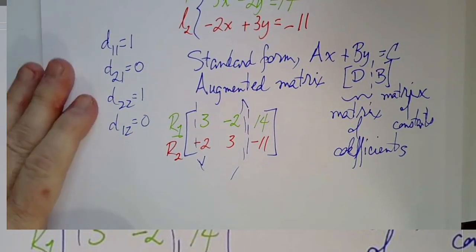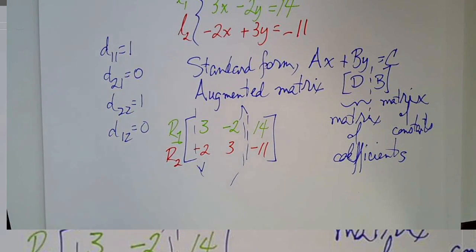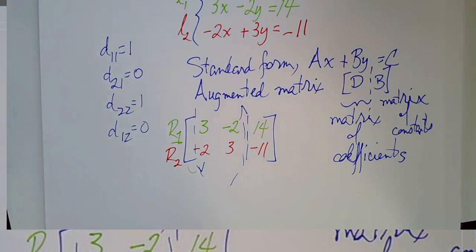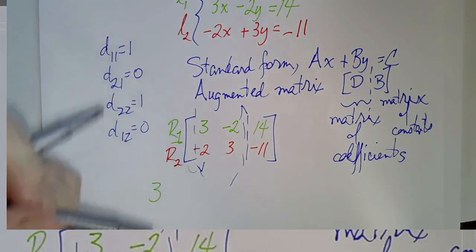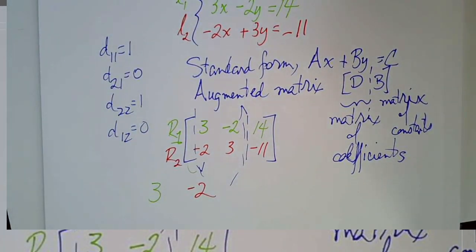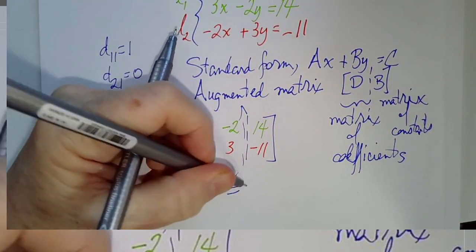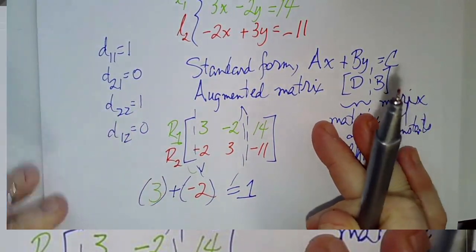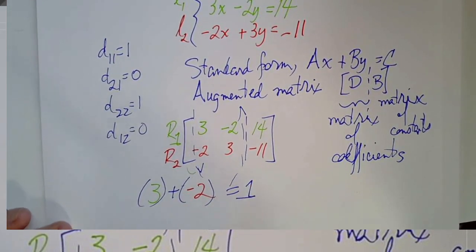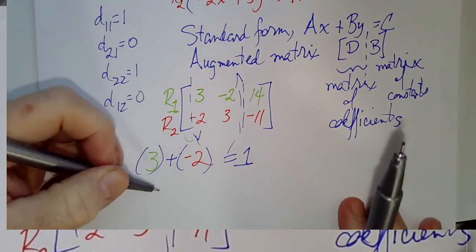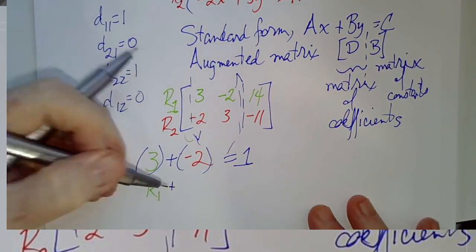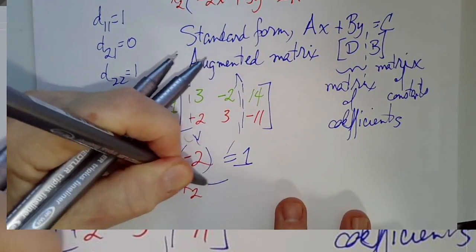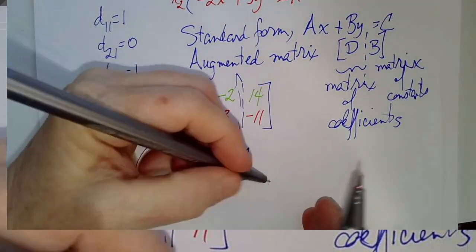All right, so to get our first goal, to get D11 to equal 1, we can work with anything in column 1, row 1 and row 2. So we've got a 3, a negative 2, and the goal is to get a 1. So I'm going to put equals 1. And notice that here it's kind of easy. If I add 3 and negative 2, I do get 1. Well, the 3 came from row 1, the negative 2 came from row 2, and the answer is going in row 1. That's the place that we want the new 1.